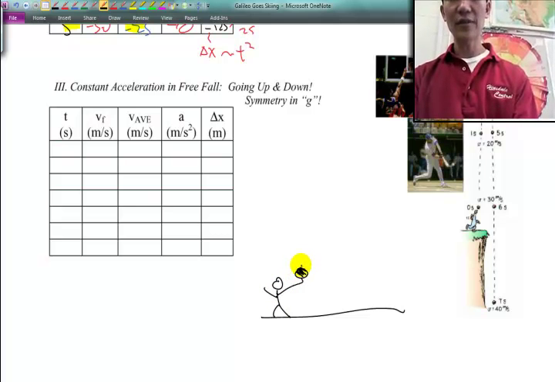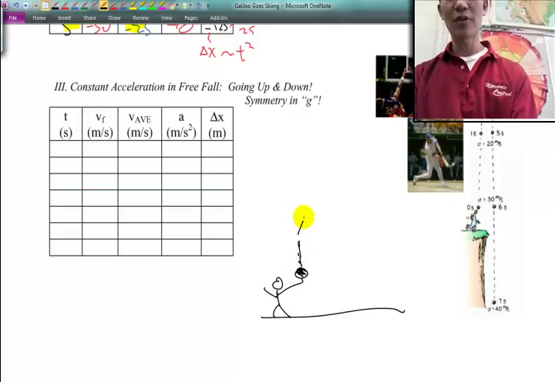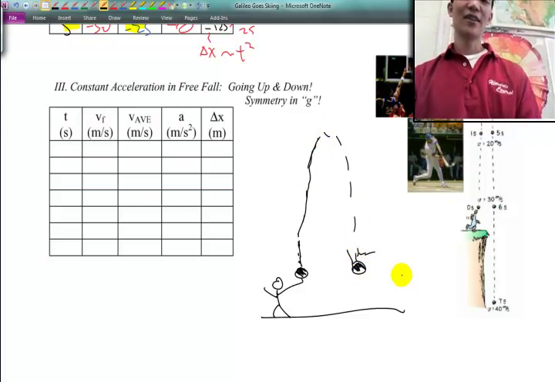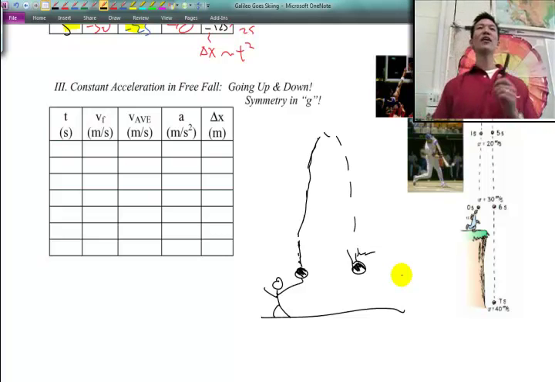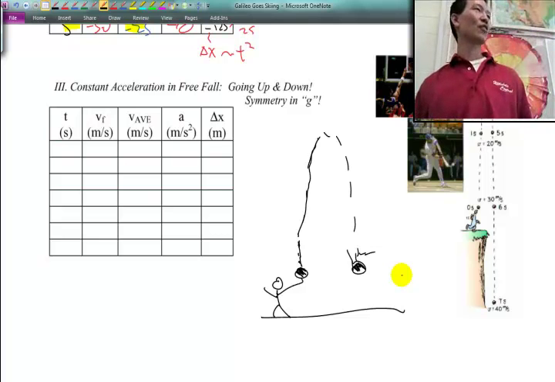Okay? Nothing fancy. And what do you know about a ball that's tossed upwards? Eventually it will what? It will come back down. Okay? Not that hard to figure out. You don't have to take physics to know that. But you do have to use a little bit of physics to understand what really happens.